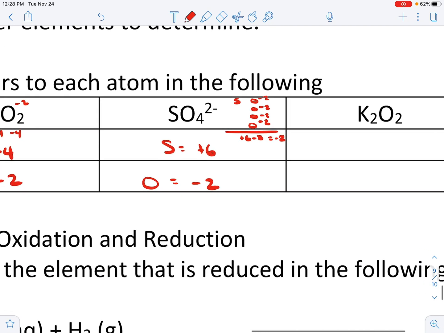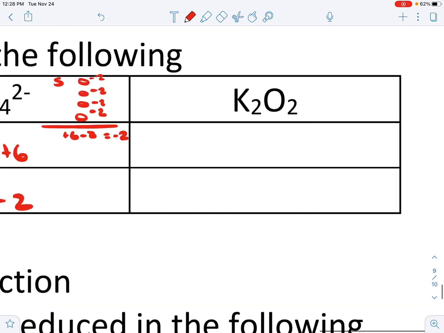Okay, let's roll on. Then our last one here actually brings peroxide. Because each K is always +1, our O in this case has to be -1 for each O. Because it's with a metal, it's peroxide.